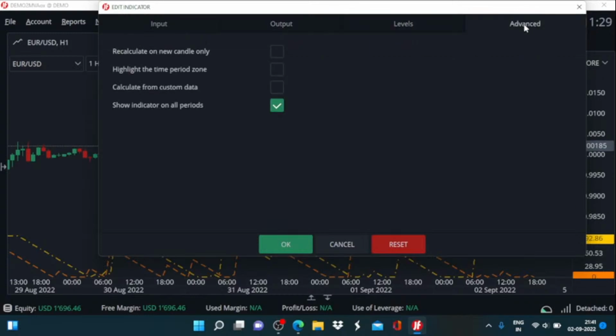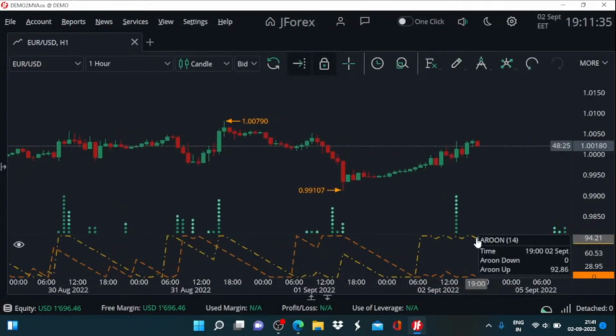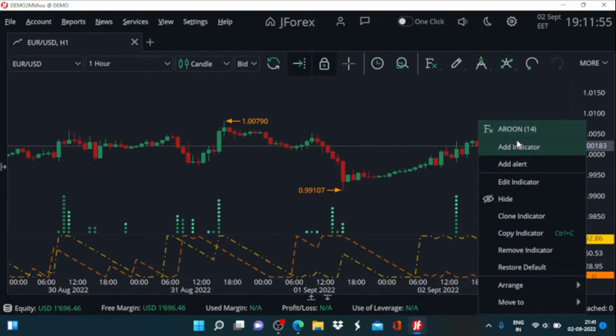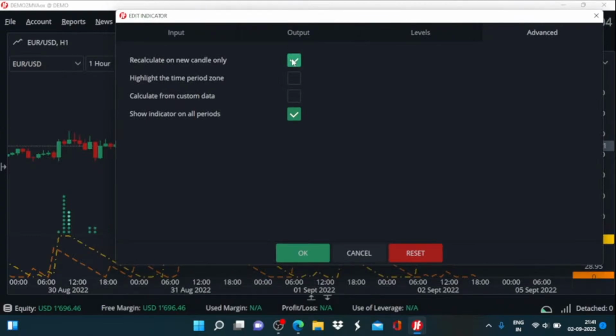Coming to the advanced editing options, we can go for the recalculation on the current candle or only once for the given candle period. Both ways it will work. Now here, if we have the calculation on the basis of the closing value and throughout the calculation period, then this output value will keep fluctuating for the current candle period. But as I change this option to calculate on new candle only, the value will remain fixed, and only when a new candle is formed in the next hour, the output value will change. Right?